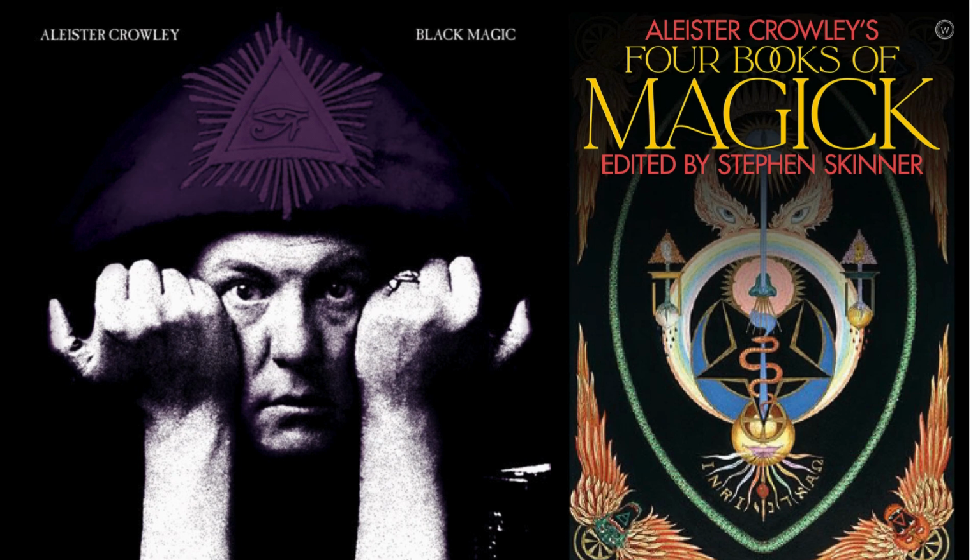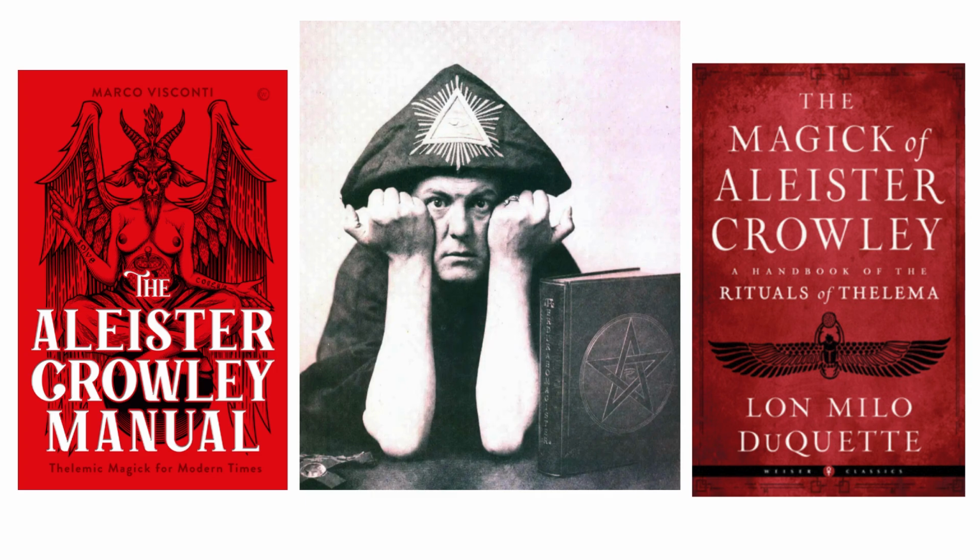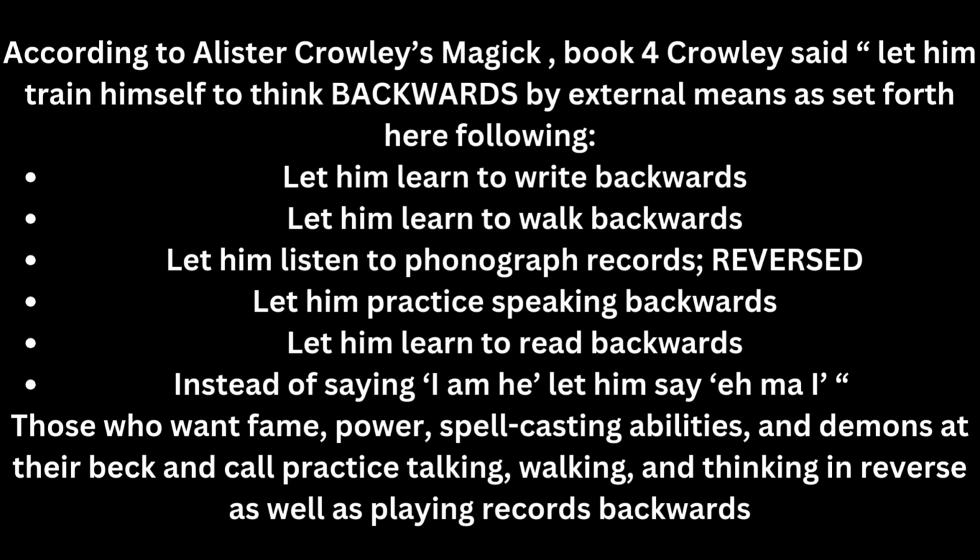Crowley's Law of Reversal. The two most important laws of Satanism are the law of reversal and self-awareness, where you yourself are a god. According to Aleister Crowley's Magick, Book 4, Crowley said, "Let him train himself to think backwards by external means as set forth here following. Let him learn to write backwards. Let him learn to walk backwards. Let him listen to phonograph records reversed. Let him practice speaking backwards. Let him learn to read backwards. Instead of saying 'I am he,' let him say 'my I.'"